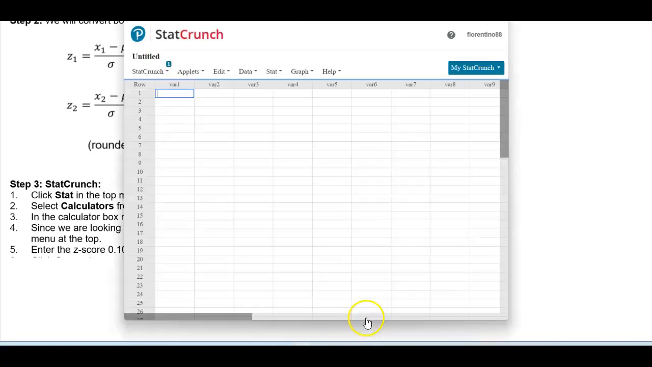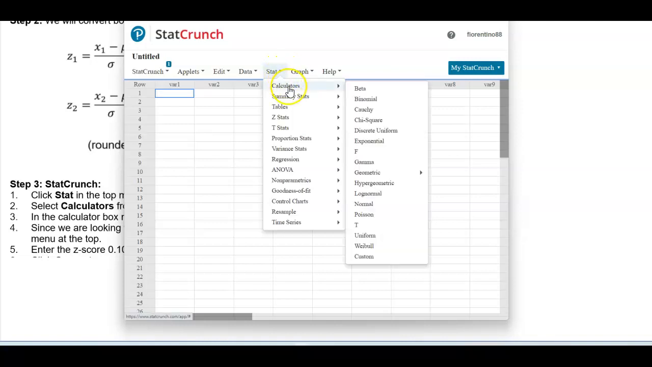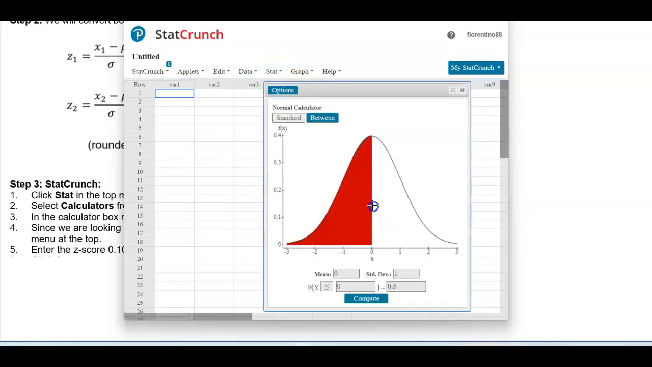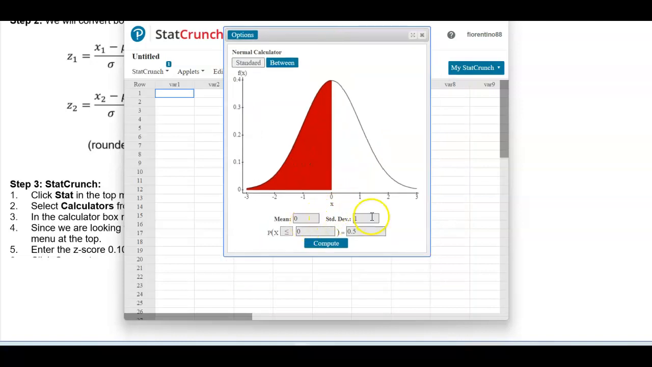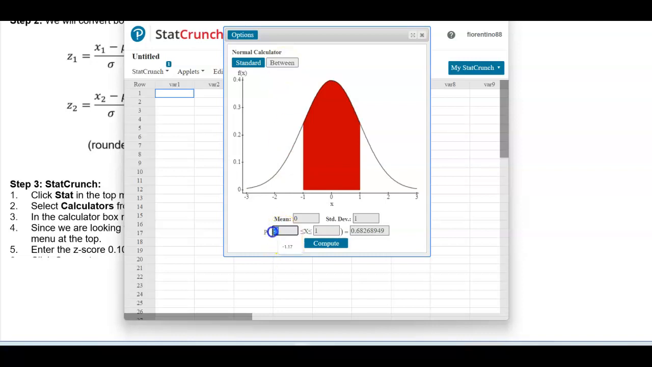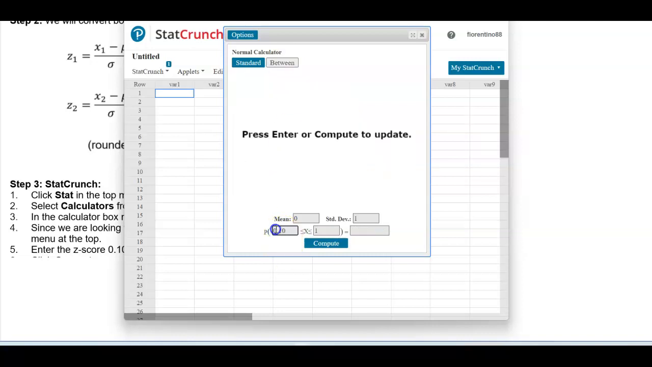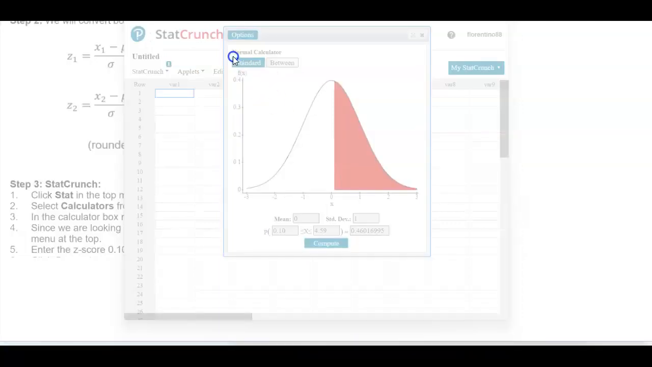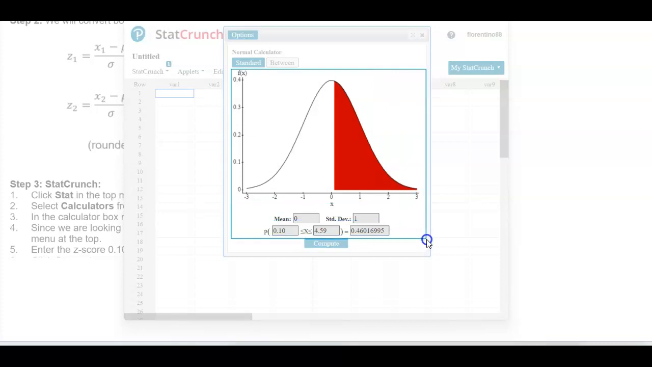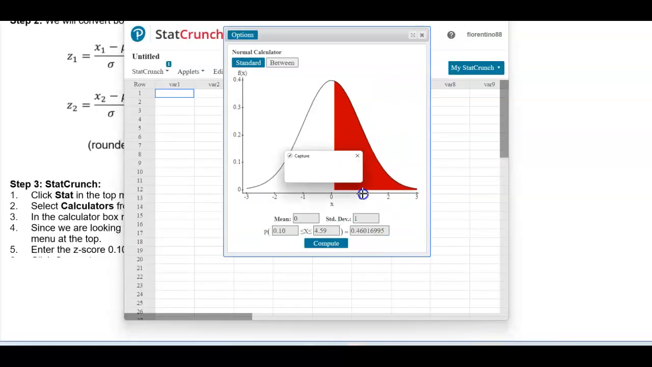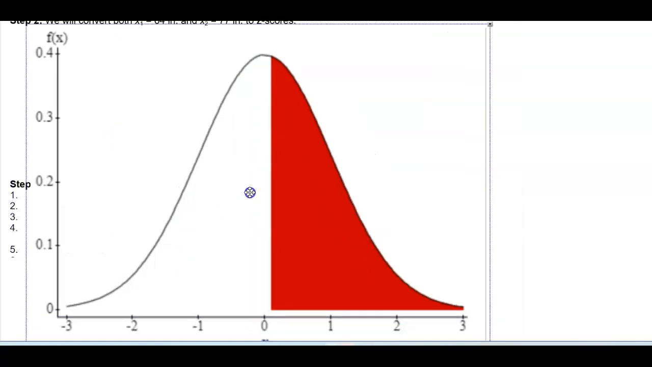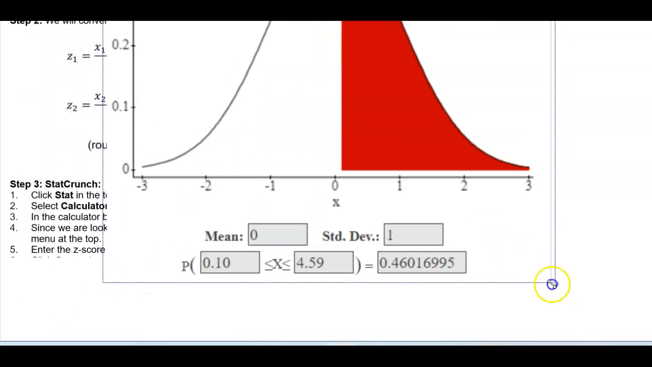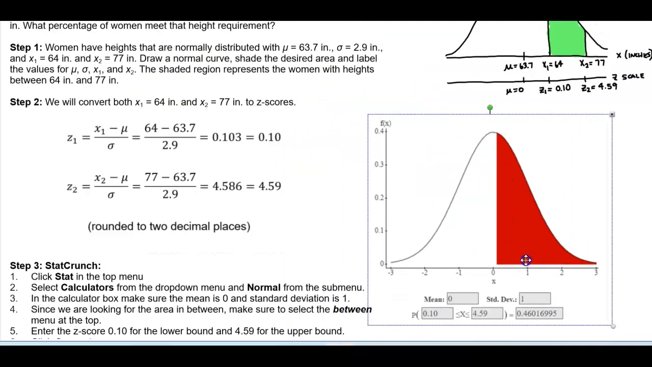So open up StatCrunch. We're going to select Stat, go to Calculators, and then scroll down to Normal. Okay, we know that our mean should be 0 and 1, and now we want to make sure that we select Between. So we know that this value on the left is going to be 0.10, and the value on the right is going to be 4.59, and then we're going to select Compute. So now let's go ahead and copy our graph here and our probability. Okay, and then we're going to match it to what we have here.